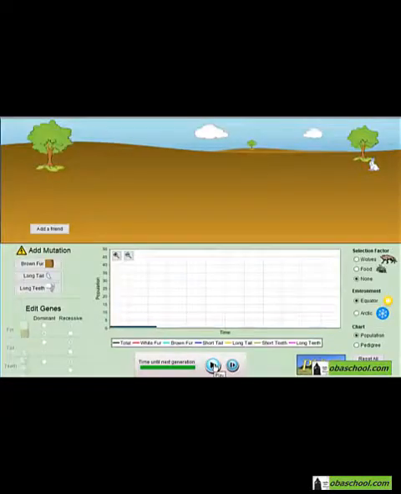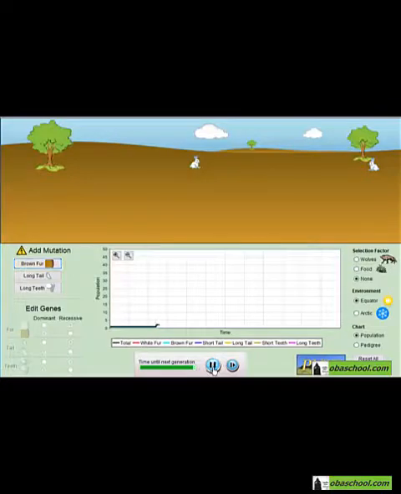In this simulation, we are going to demonstrate natural selection. We will see how mutations are affected by natural selection and how mutations are chosen to either remain in the population or be wiped out. The population we are concerned with here is rabbits.